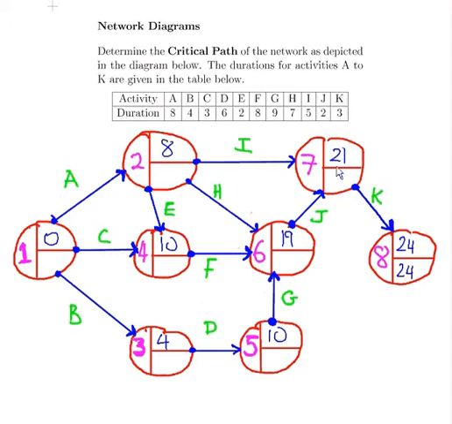So K takes 3 time units. So the latest we can finish there is 21, and that's the only one we have to consider. So in this case, it's going to be 21.